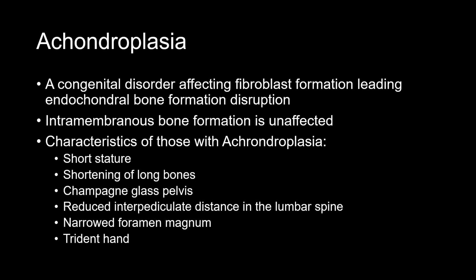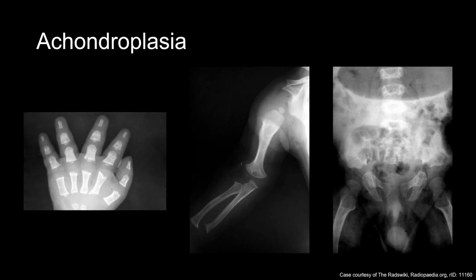You have a champagne glass pelvis, which is a type of radiographic sign. You have reduced interpedicular distance within the lumbar spine, a narrowed foramen magnum, and then trident hand is an anomaly that tends to happen. Starting on the left, we can see an example of the trident hand where you have that mid V with similar length fingers creating a trident appearance.